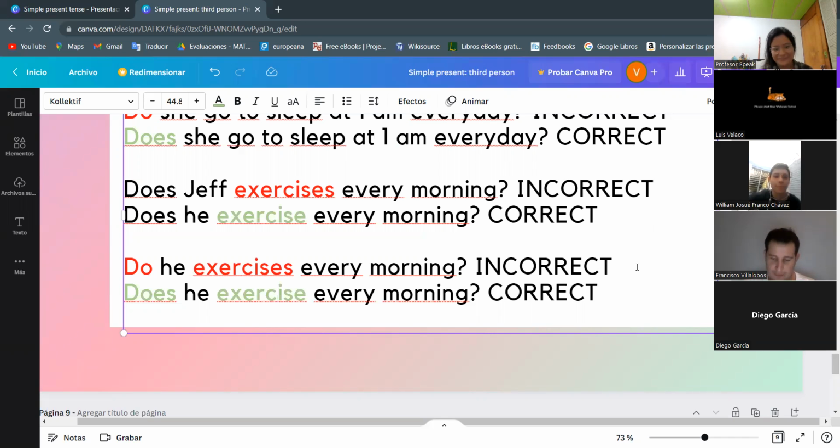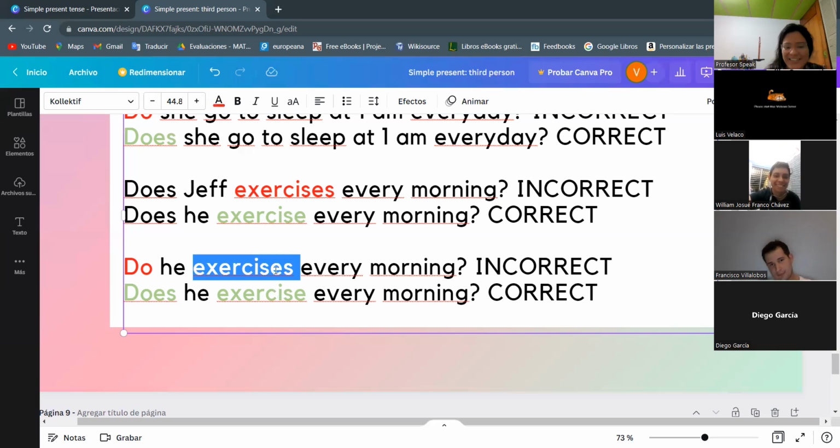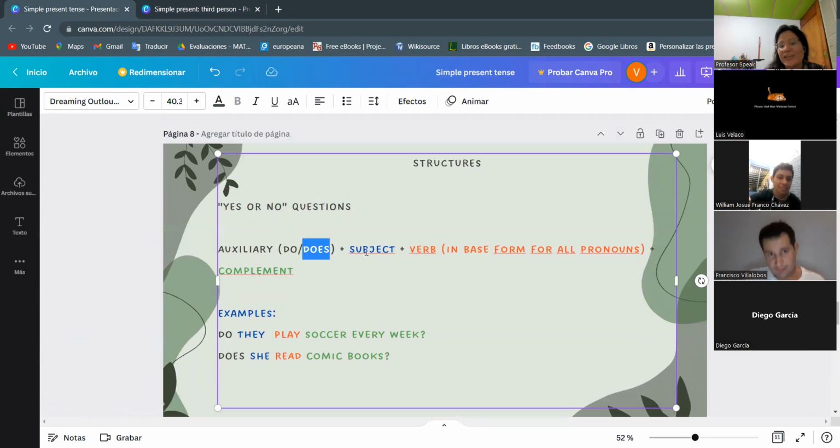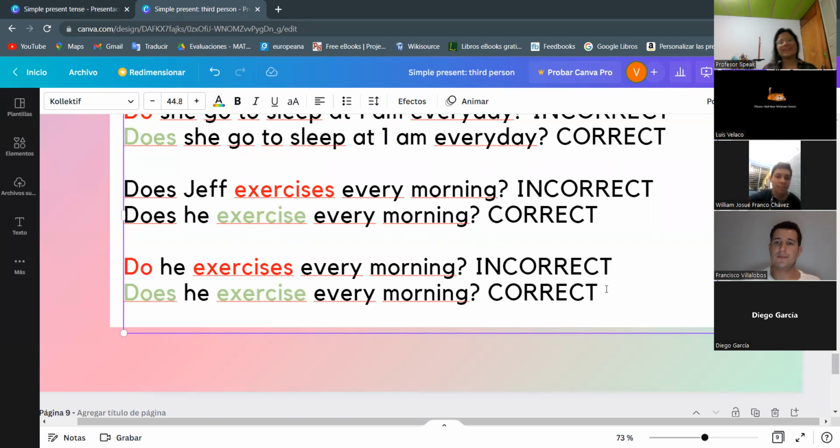Because use does. That's one. Good job. Another reason. Because it's a question. And you're almost there. I don't remember the other reason. That's okay. Exercise. Is it in its base form or not? No. Good job. For questions, we saw this yesterday. You have auxiliary, subject, and verb in base form. Good. That's why it's incorrect.